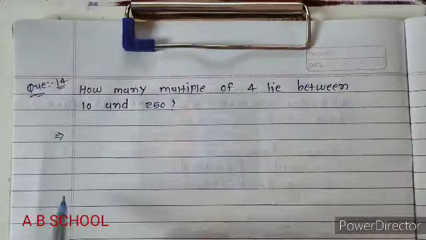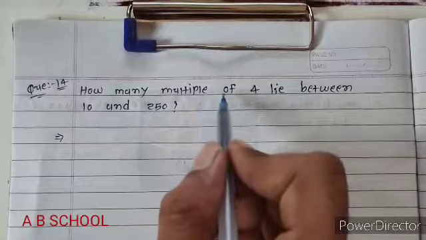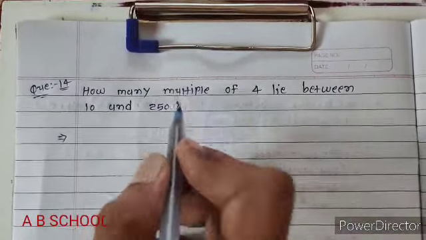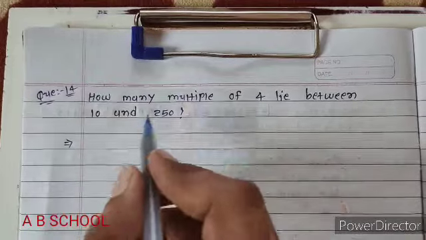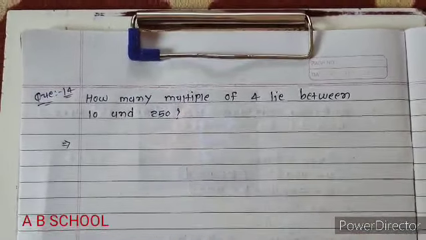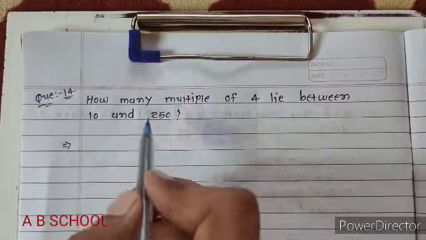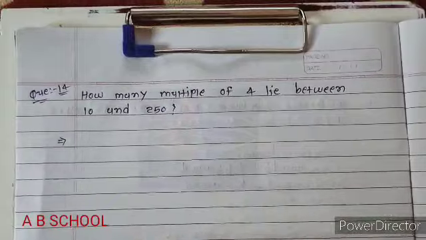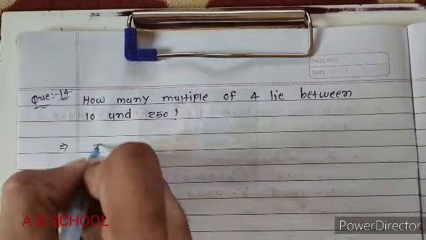Now question number 14. How many multiples of 4 lie between 10 and 250? 10 and 250 के बीच में जितने भी 4 के मल्टीपल है वो हमें फाइंड करने हैं. 10 and 250 के बीच में फर्स्ट मल्टीपल ऑफ 4 कौन सा नंबर होगा? 12.